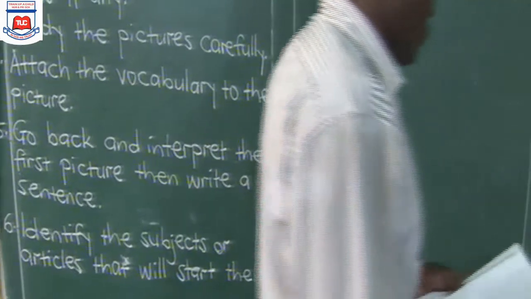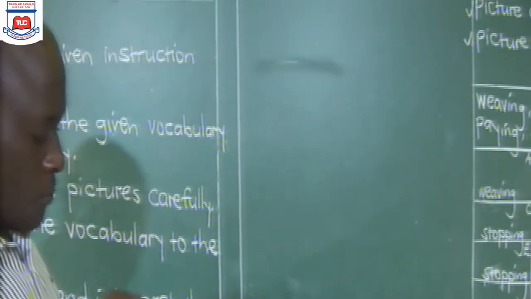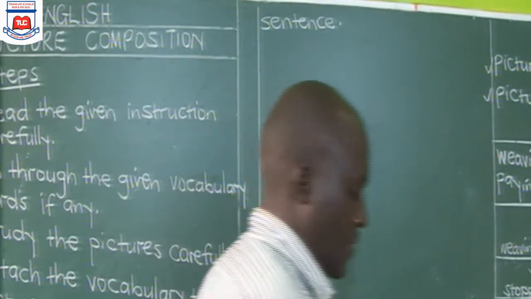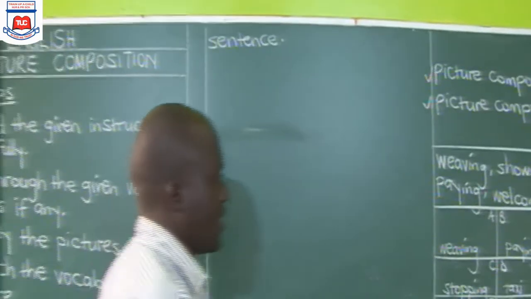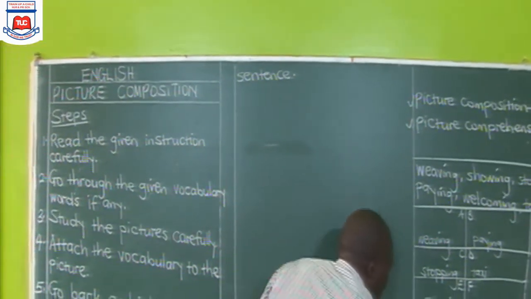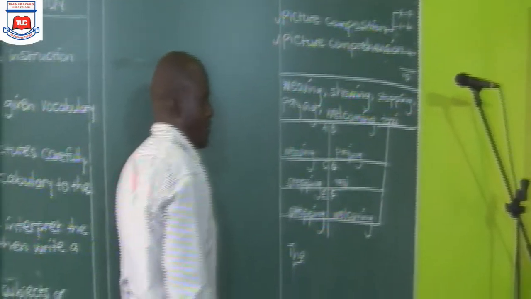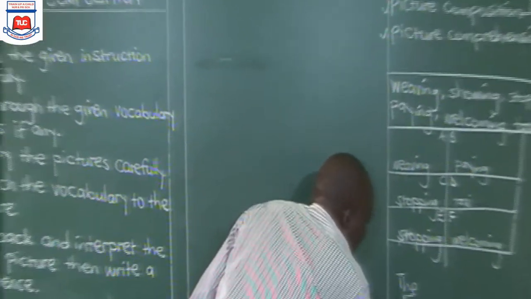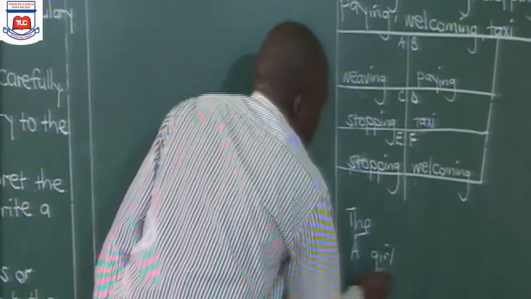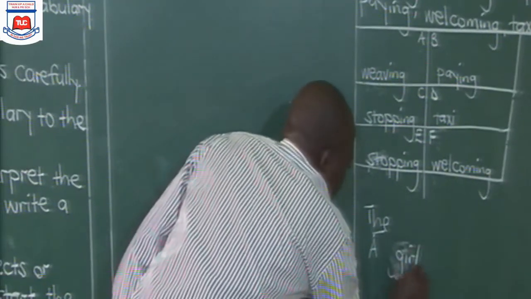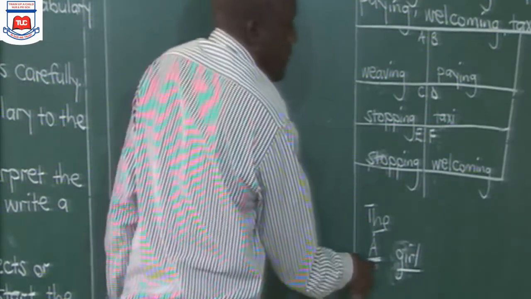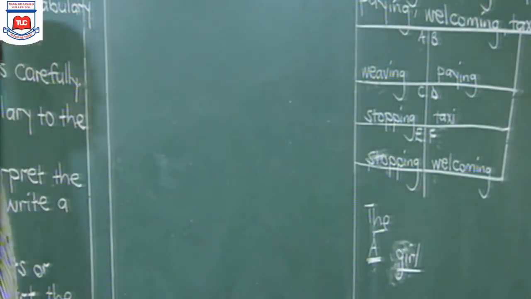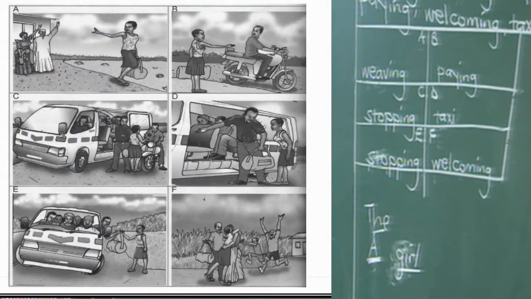When you're done with that, what do I mean? In these pictures, as you're seeing, in picture A, we are seeing there is a girl, there is a man, and there is a woman. So what we mean here, we have to identify the articles to be used. You are not going to say "the girl" when you are looking at that girl for the first time. When you're looking at that girl for the first time, you say "a girl." So what we mean here is you identify the subject or the articles to be used. The article to be used with the girl is "a," because of the consonant sound.